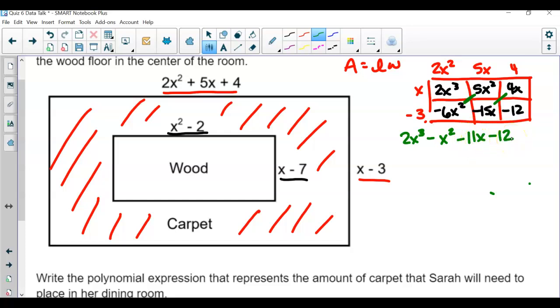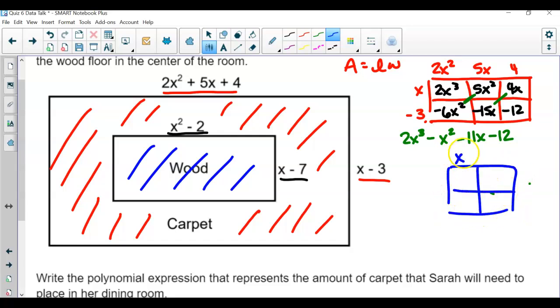Now, a lot of people just said that's my answer, but keep in mind that is for this whole thing, including the wood. I don't want the wood. So now I'm going to find the area of this wooden section here, which again is multiplying. I'm going to set up the box, which is x squared minus 2 times x minus 7. So this is x cubed, negative 2x, negative 7x squared, and positive 14. Now notice there are no like terms to combine. So this is x cubed minus 7x squared minus 2x plus 14.